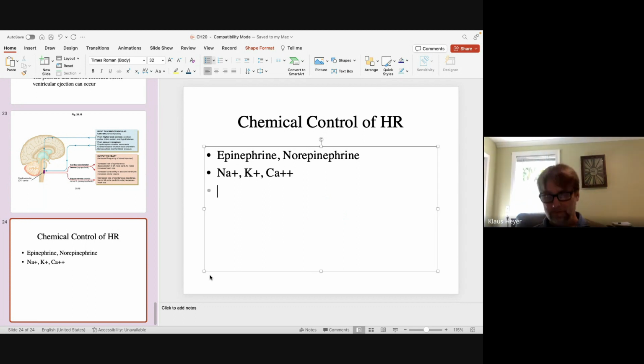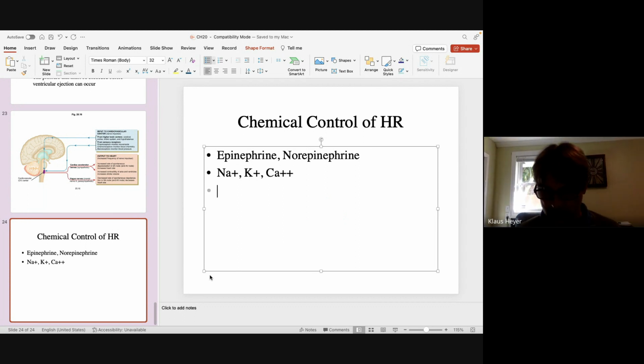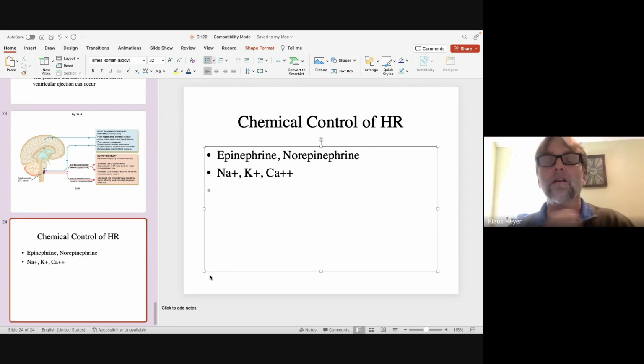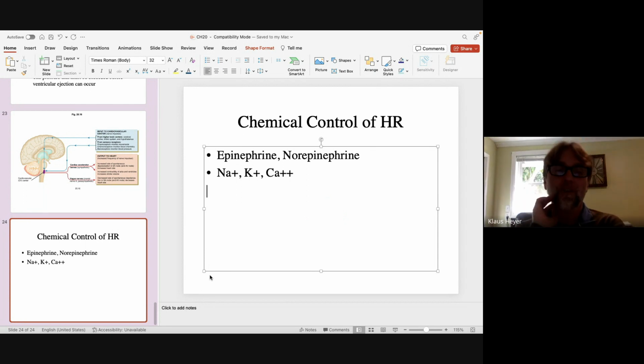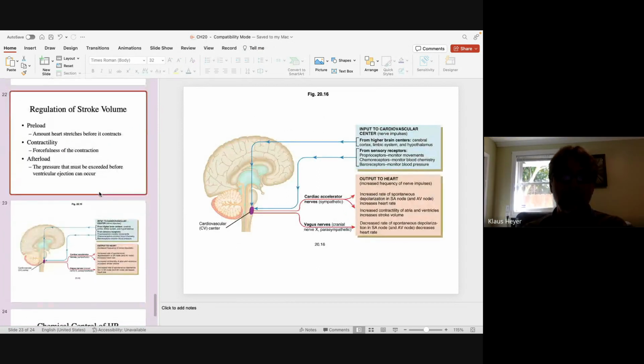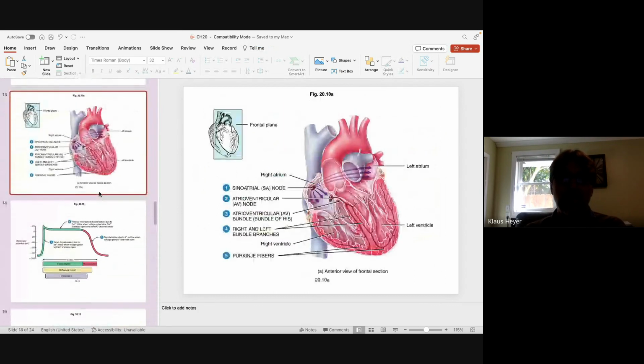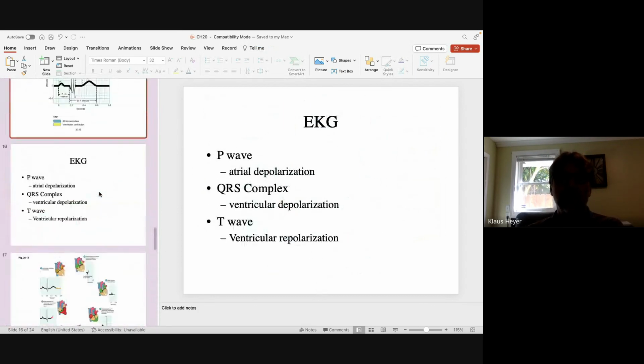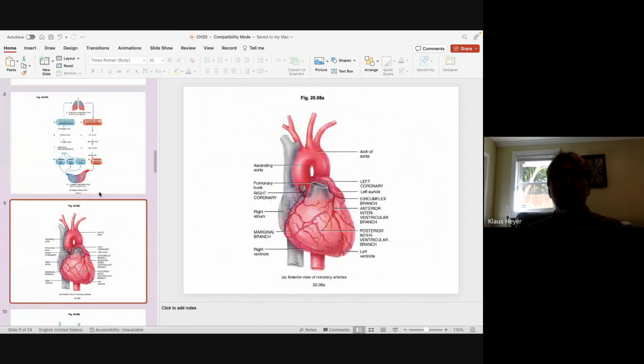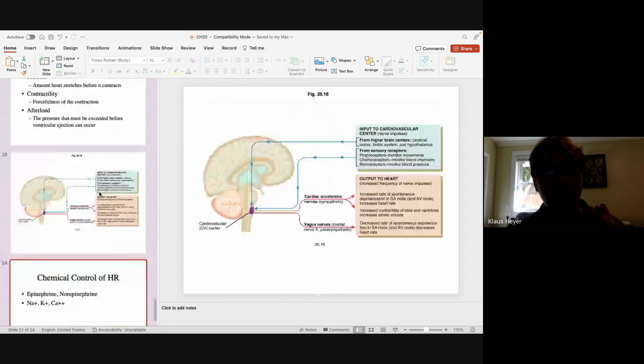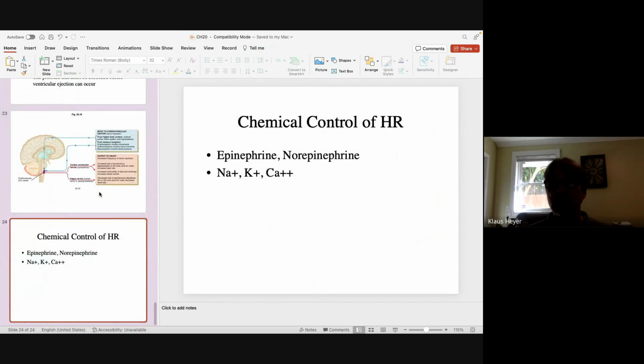Then you have minerals. These minerals, I'm not talking about their role in generating the action potential, because if you remember, sodium, potassium, and calcium are used in that. This is a different job of theirs. They're used here to regulate heart rate. So sodium and potassium can speed it up, and calcium can slow it down.